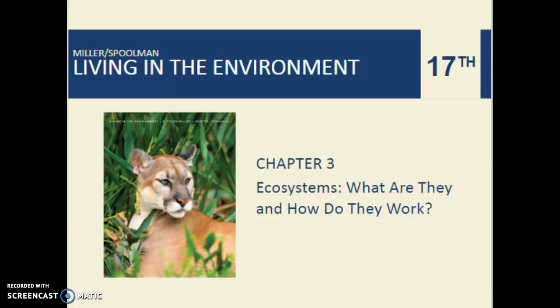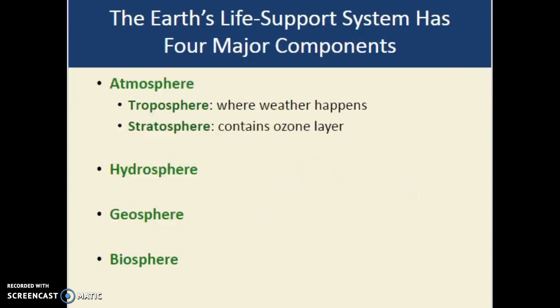This is the Chapter 3 lecture, as you see on the screen. We're talking about ecosystems. What are they and how do they work? So finally, we're out of the review stuff and we're into some new stuff. The Earth's life support system has four major components. So let's think about our word skills here.